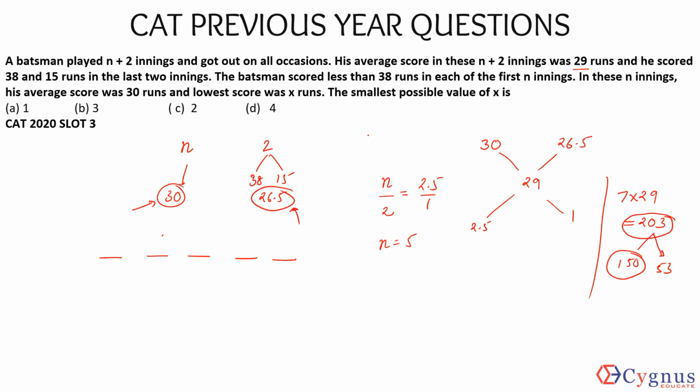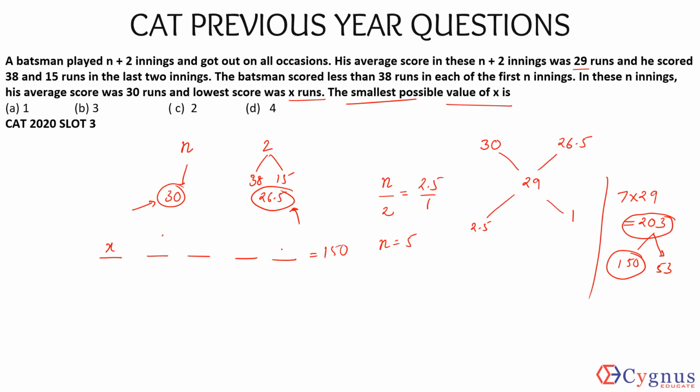Yes or no? Now what's the question? The smallest possible value of x is how much? It's given that his average score was 30 runs and the lowest score was x runs. So this is the lowest one, and these are the top 4 innings. And I know that this sum has to be how much? 150. Yes or no?